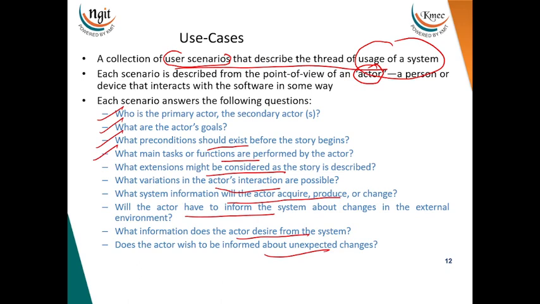Each scenario answers the following questions: who is the primary actor and secondary actor, what are the actor's goals, what preconditions should exist, what are the functional and non-functional requirements, what extensions might be considered, what variables you are going to use, what information the actor desires from the system, and does the actor wish to be informed about the expected output. These are the points of an actor. We are going to see more in the coming slides.